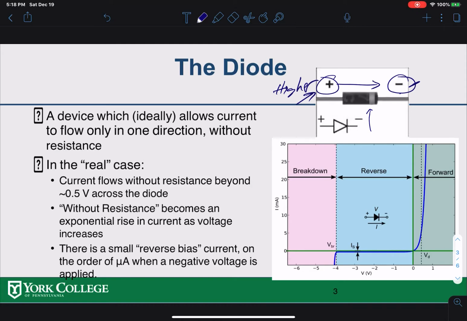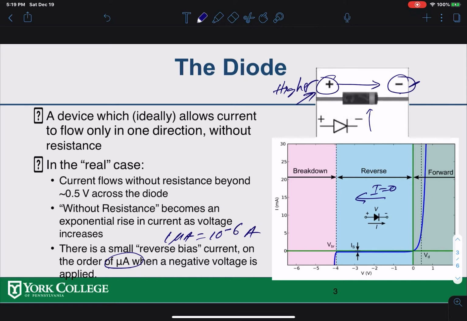So in reality, in the ideal case, your diode should not have any current in the reverse direction here. This current should be zero in the ideal case. But in reality, in the reverse direction, your diode can carry some current, but that current is very small, around microamps. In magnitude, 1 microamp is 10 to the negative 6 amps. So it's very small current.